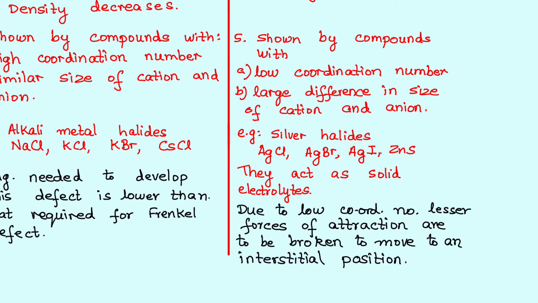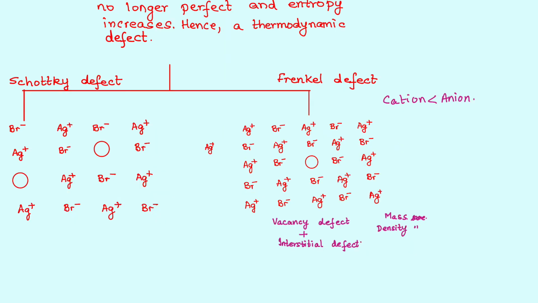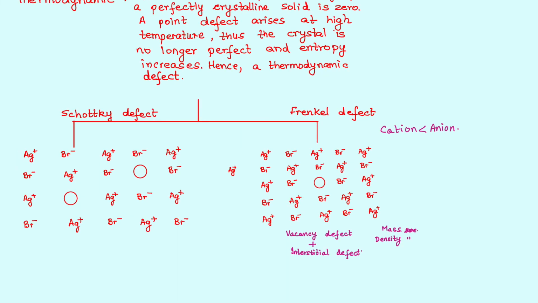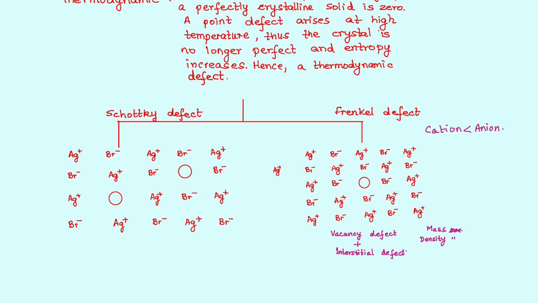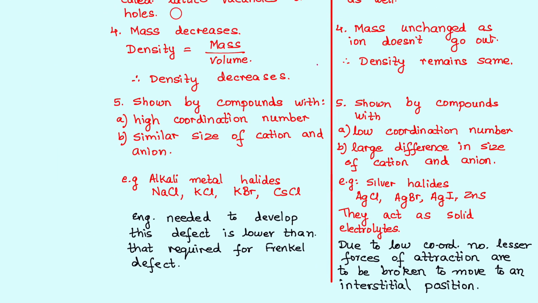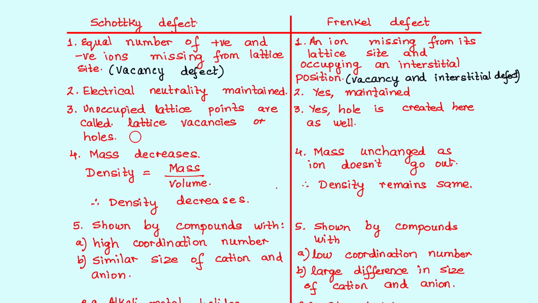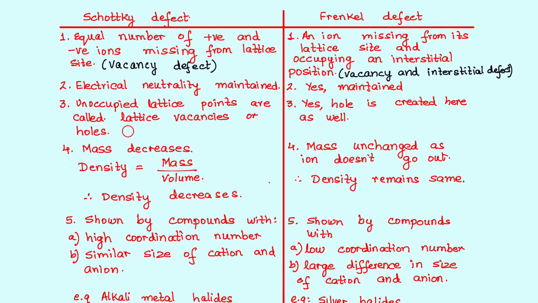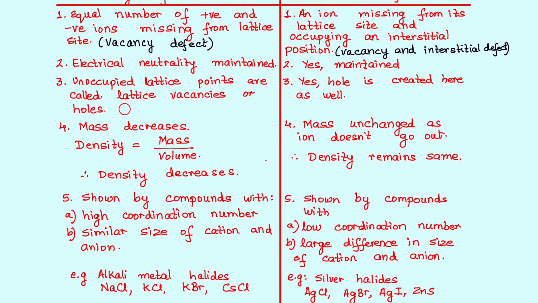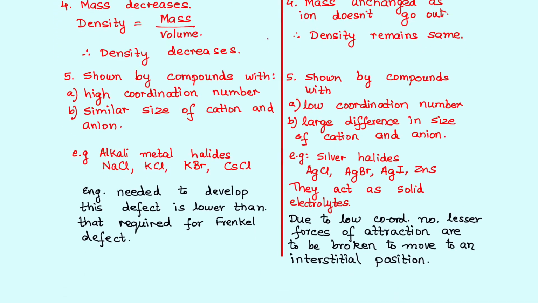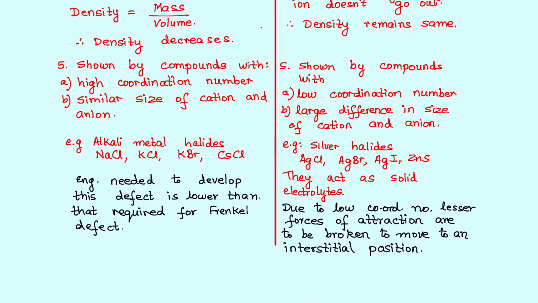Now the question here is, I gave you the example of silver bromide under Schottky as well as Frenkel defect. So does that mean that my silver bromide categorizes under both these defects? Have you written them down? Have you written down the points? Go ahead.